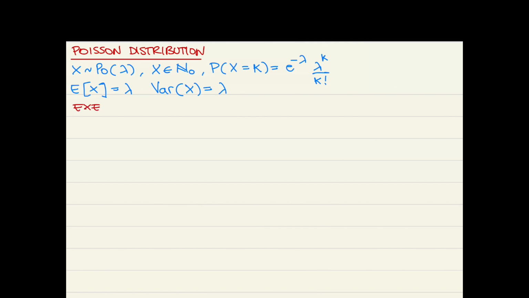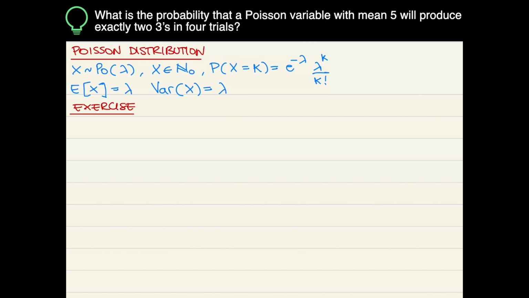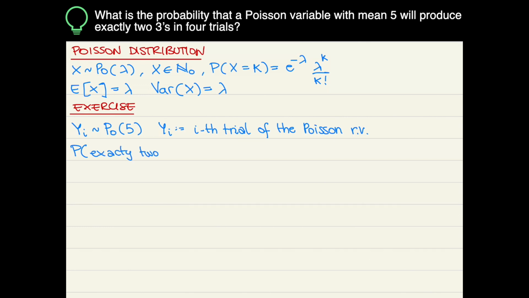Indeed, the expected value of a Poisson distribution with parameter lambda is lambda, which is also its variance. Let's look at a simple example about the Poisson distribution. What is the probability that a Poisson variable with mean 5 will produce exactly 2 threes in 4 trials? Now, we are dealing with a Poisson random variable, however, it seems like we can sample from it repeatedly. Therefore, we define yi as a random variable with Poisson distribution with parameter 5. And yi represents the ith trial of the Poisson random variable.